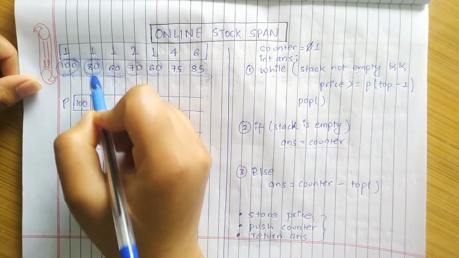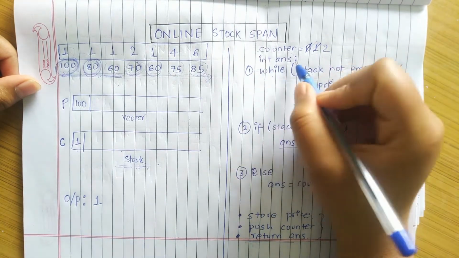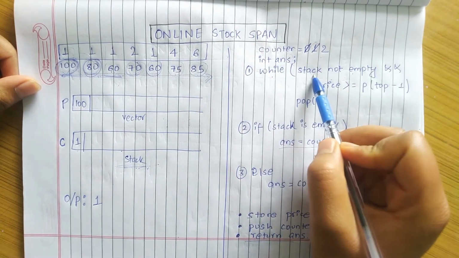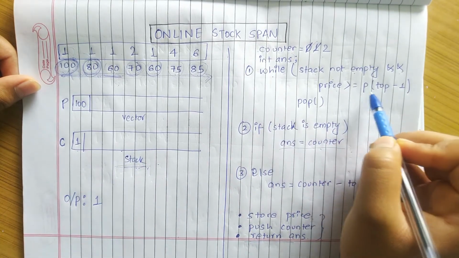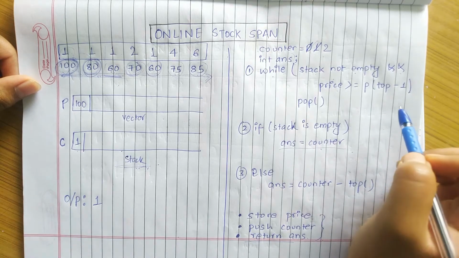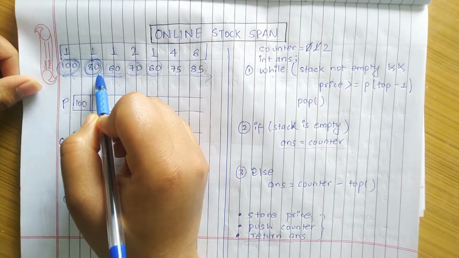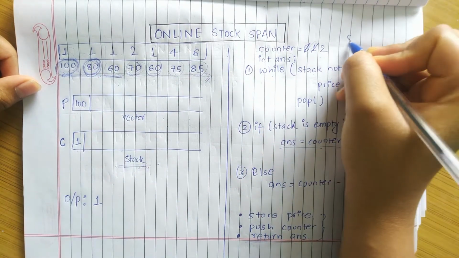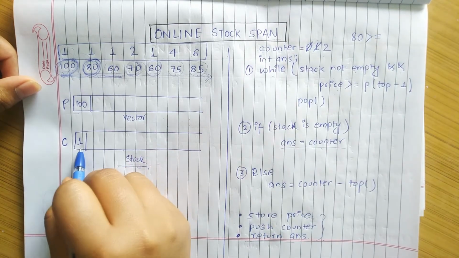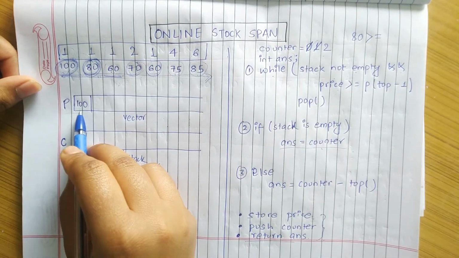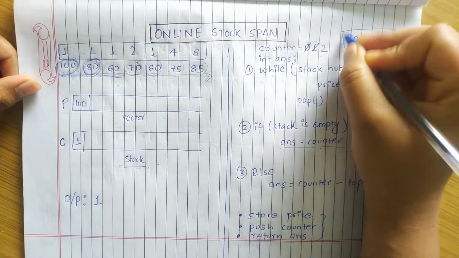In the next query we have 80. So 80 comes, the counter is incremented, and the answer is initialized. So first thing, is the stack empty? No, it is not empty. Then we check if the price is greater than the price of top minus 1. What that means is, this is P, and the price is 80. So is 80 greater than or equal to P of top minus 1? Top is 1. Top minus 1 is 0. P of 0 is 100. So this is what we need to check.